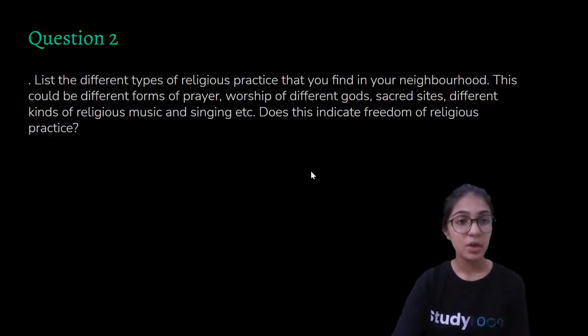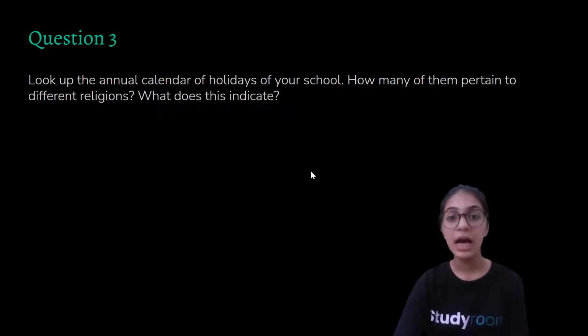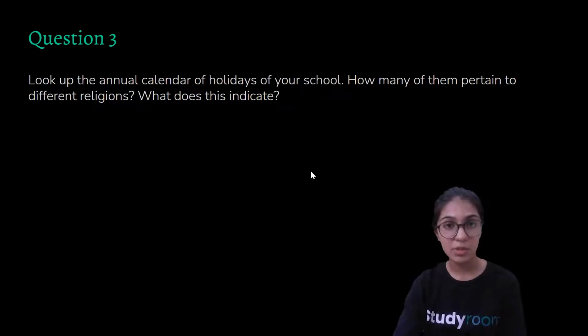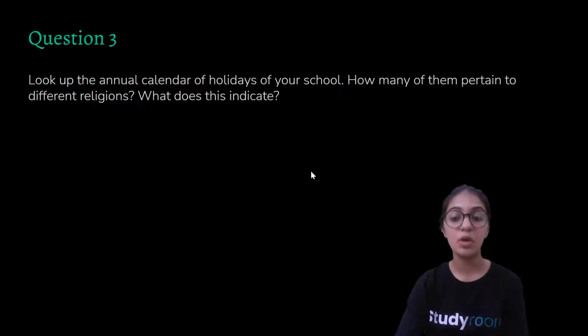Moving on. All right. So look up the annual calendar of holidays of your school. How many of them pertain to different religions, and what does this indicate? Just pause this video for a minute and look at the holidays that you get in a year. Basically the holidays of the festivals that you get, apart from the autumn break and the summer break. And you will find that you get around 80 holidays for the different festivals, and those festivals do not belong to only one religious community. Basically they belong to different religious communities, different religions.